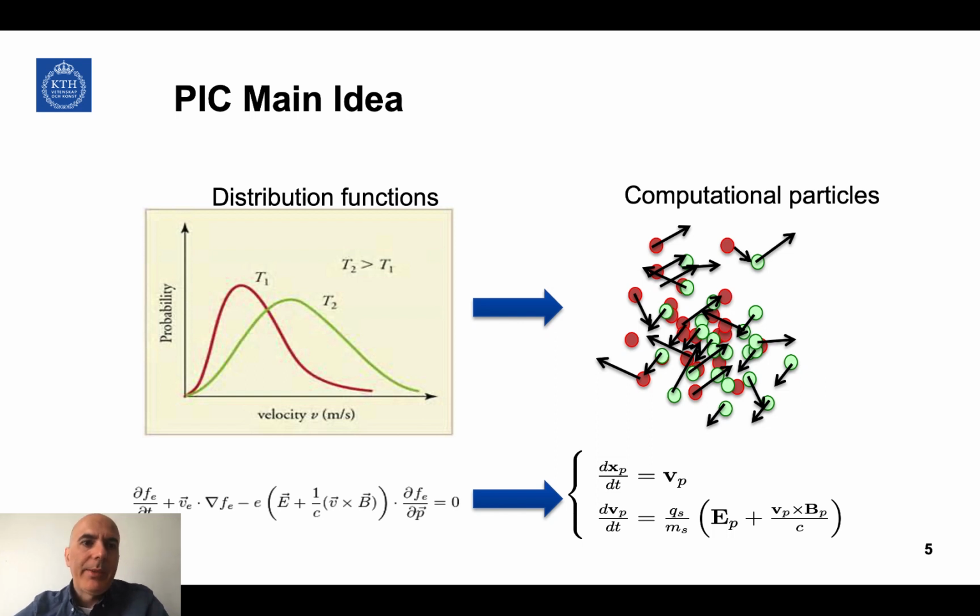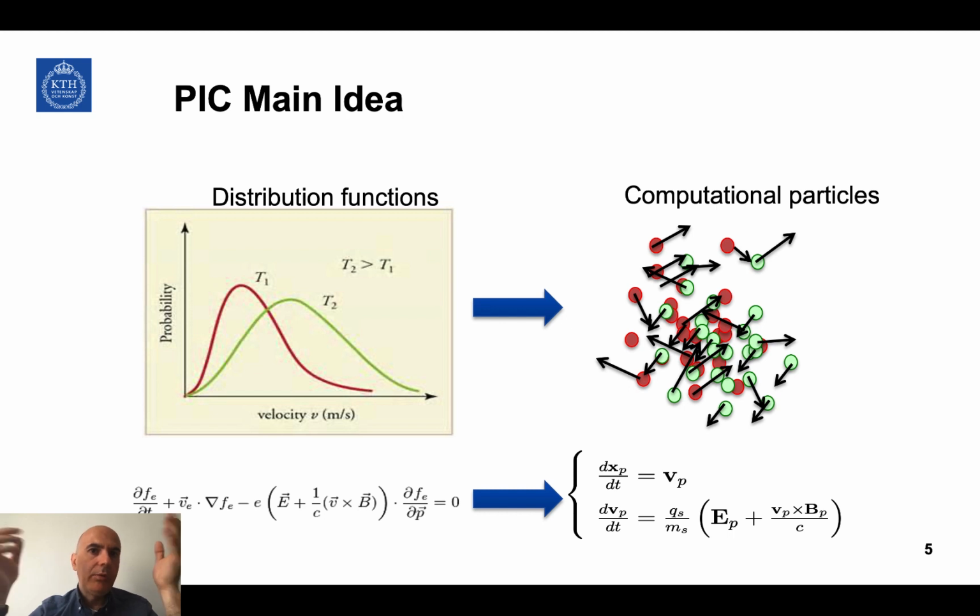So what is the particle in cell main idea? It's very simple. As I told you, the governing equation is actually the Vlasov equation. That is an equation that gives us the evolution of the distribution function. The basic idea here is that we start with the initial distribution function that is given as an initial condition, and we represent it as several computational particles. Each particle will represent a piece of this distribution function.